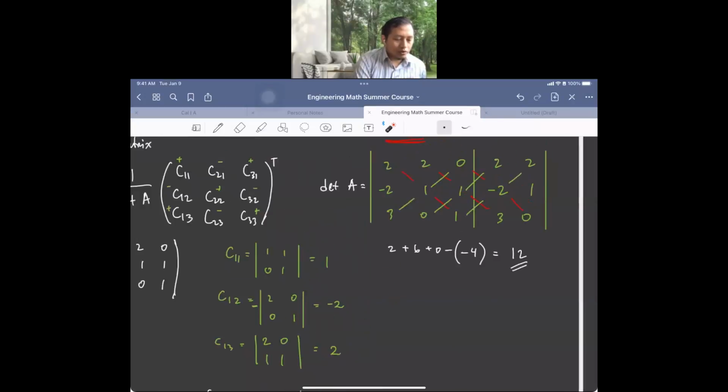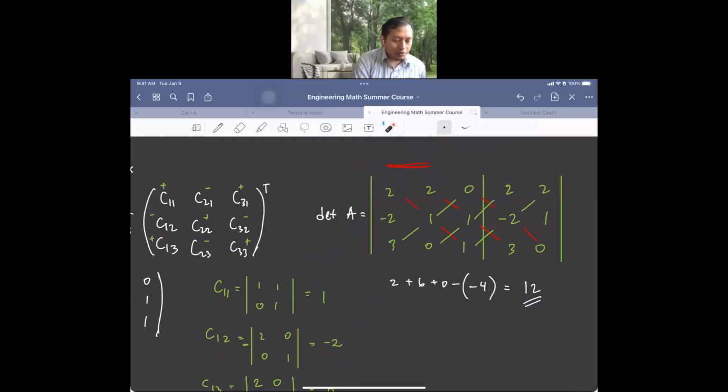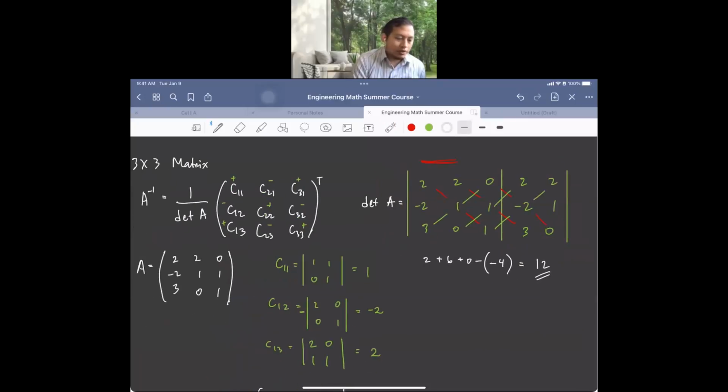Or if you want to take another approach with determinant, we can also use this method. Basically, you are writing the first and second column on the right side here. So we have five columns, and then we cross multiply and add, and then minus cross multiply and add. And then it should be the same result as the usual determinant calculations.